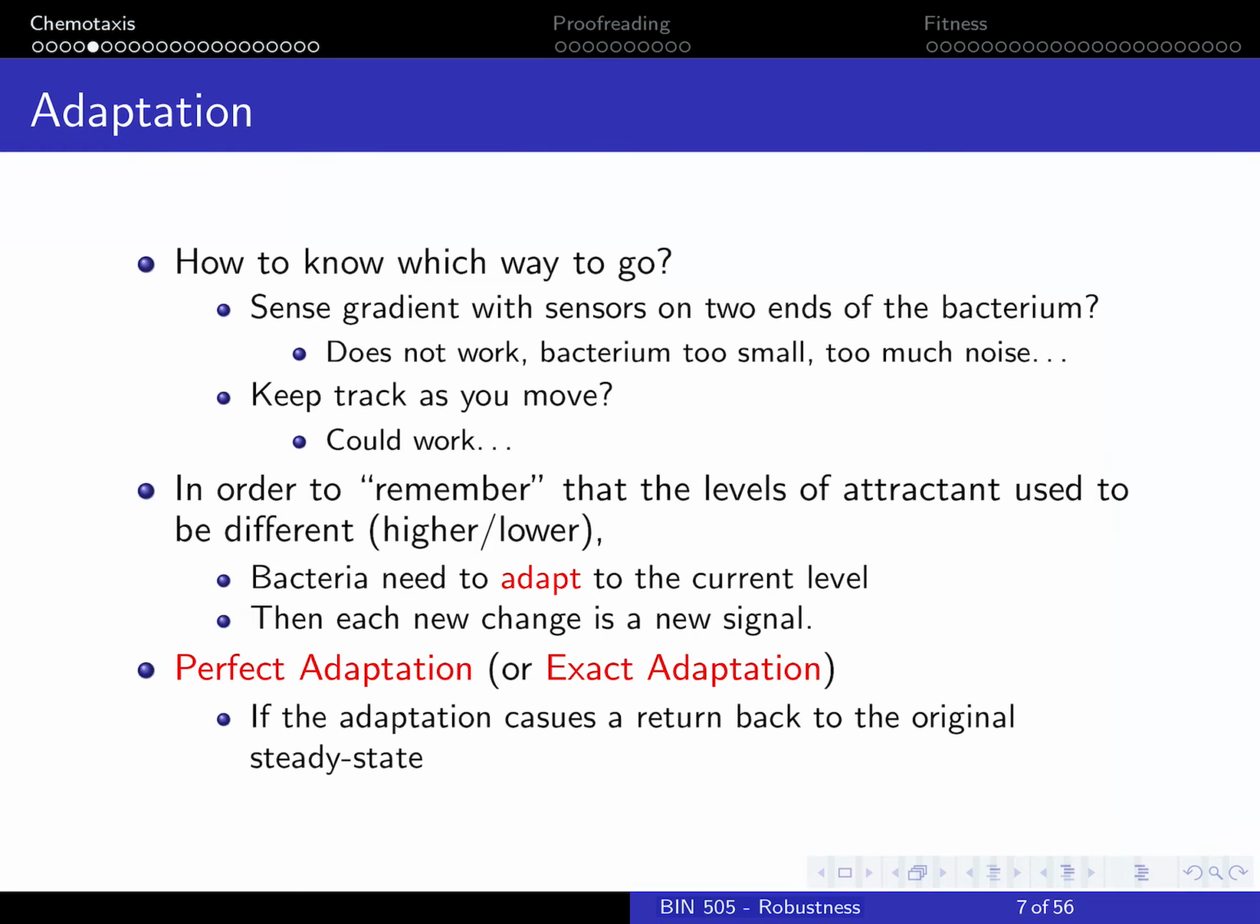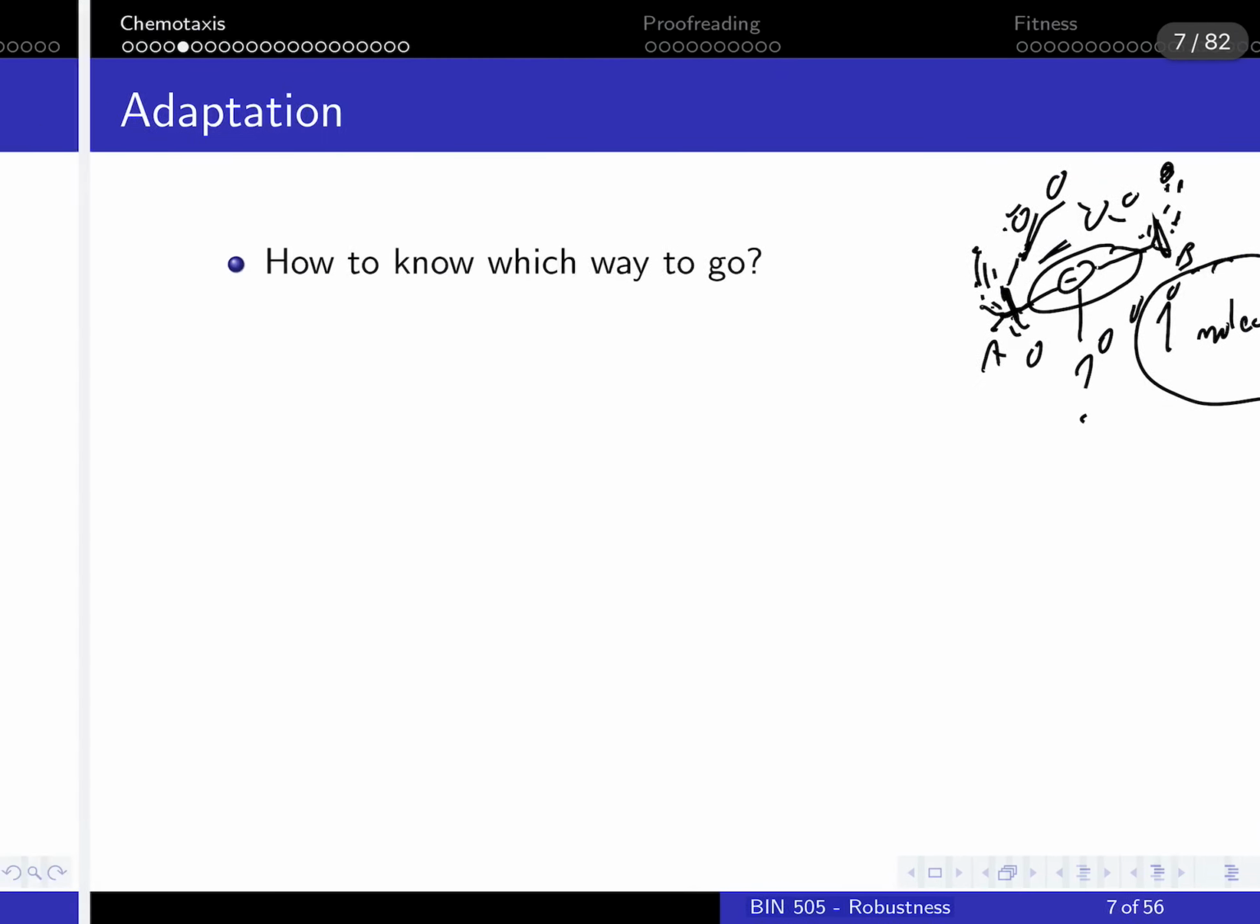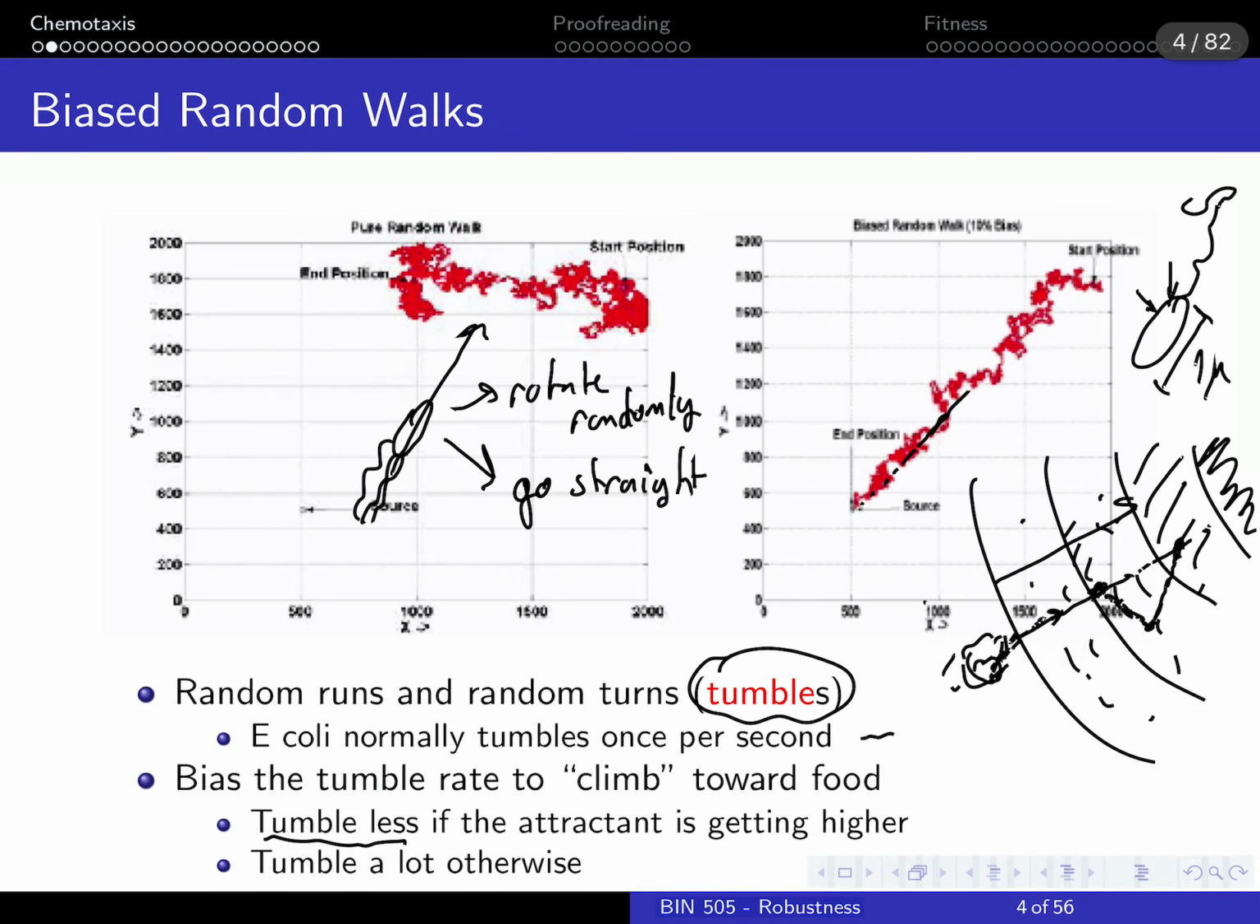And that, along with the idea of this biased random walk, will slowly push them towards where the food is or away from where the poison is. What's important there is you need to have what's called perfect adaptation or exact adaptation, meaning once you adapt, something changes, you readapt and you come back to the same level.